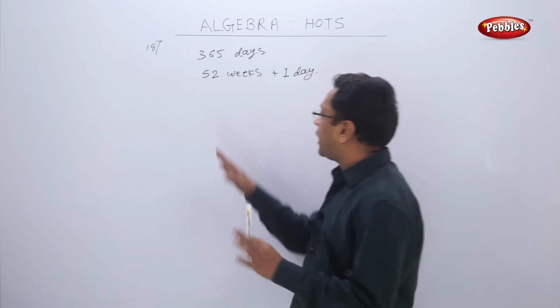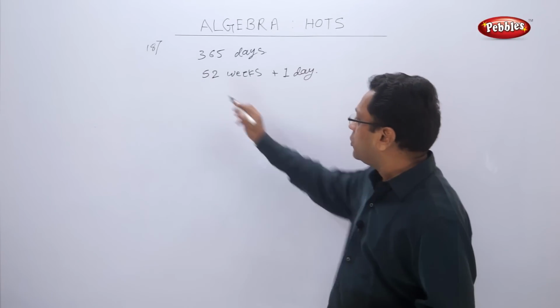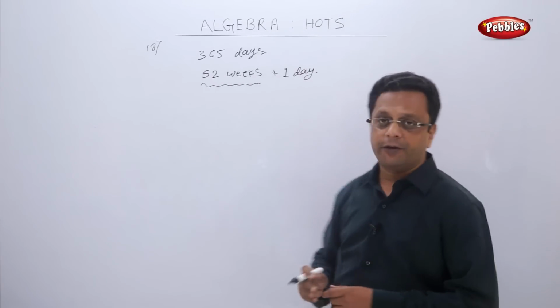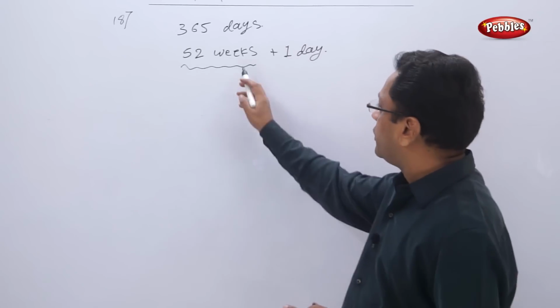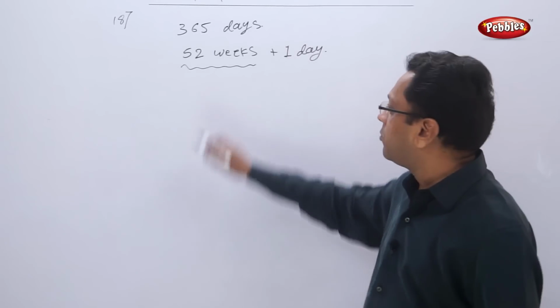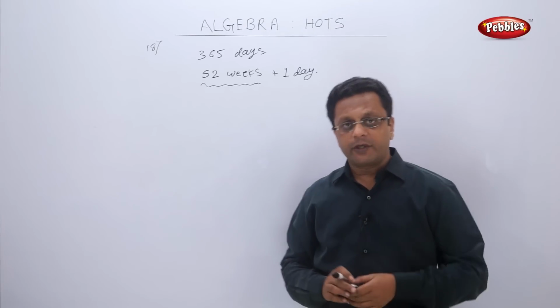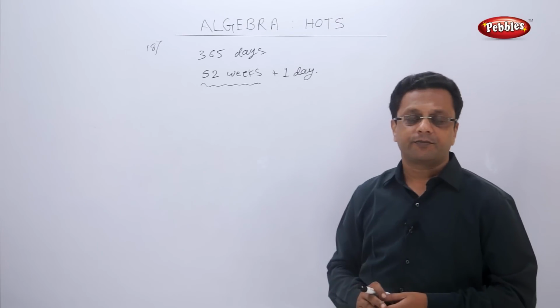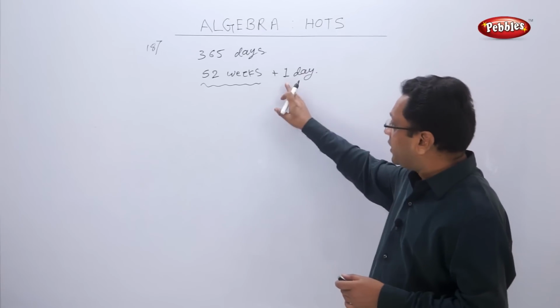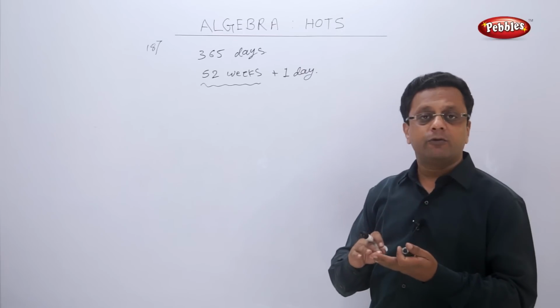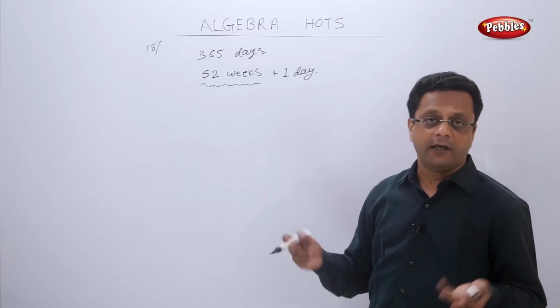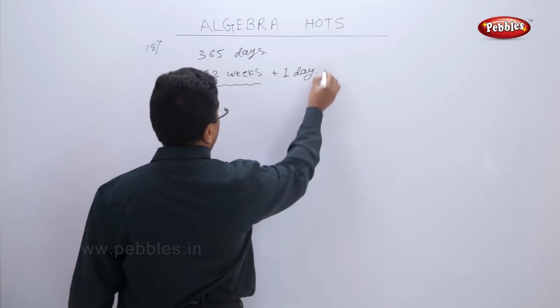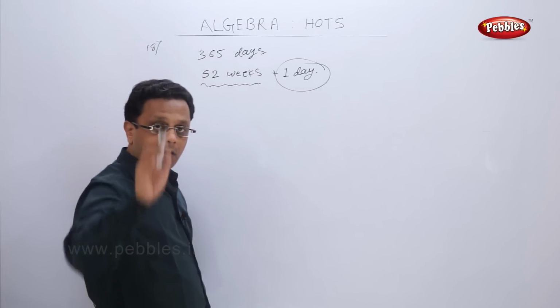Now we already have 52 Sundays, so you don't have to consider this figure here. The tricky part is only here. You don't have to worry at all about these 52 weeks, because these 52 weeks will have 52 Sundays. Now we have to worry about this 1 day. This 1 day can be anything: Monday, Tuesday, Wednesday, Thursday, Friday, Saturday, Sunday, anything. So we will only concentrate on 1 day.